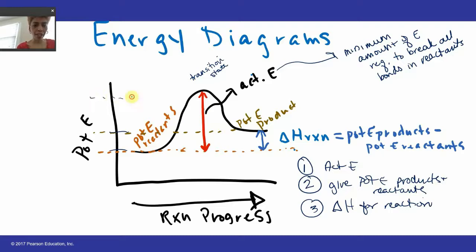So the activation energy would be this line, all right? The activation energy is, let's say, the potential energy of our reactants... Nope, I wrote that backwards. It would be the potential energy of our transition state minus the potential energy of our reactants. Okay, that's the activation energy.